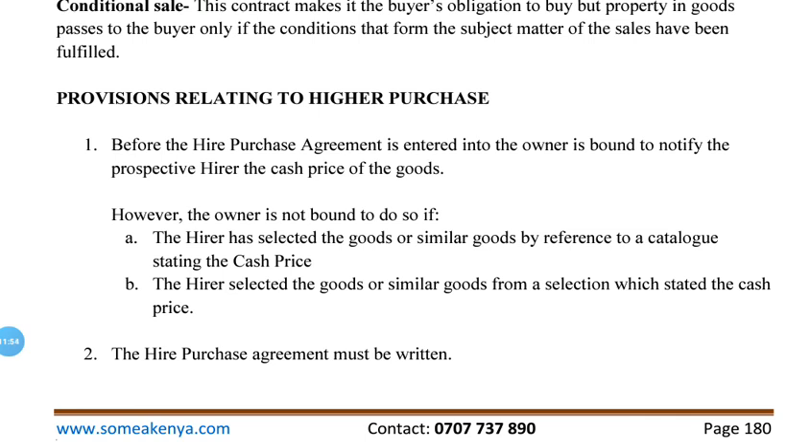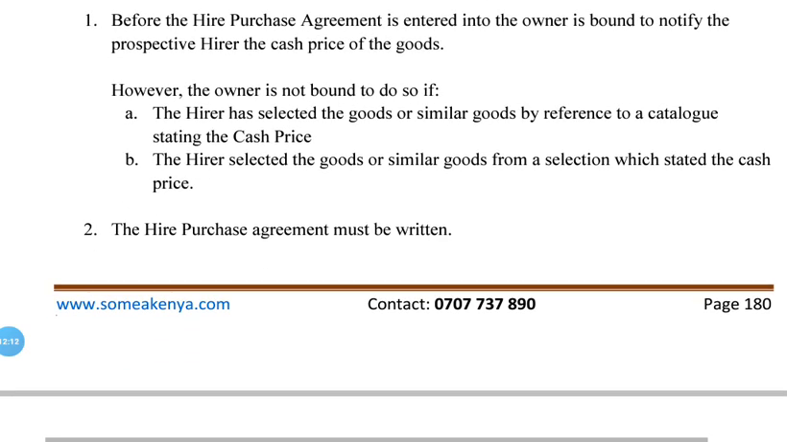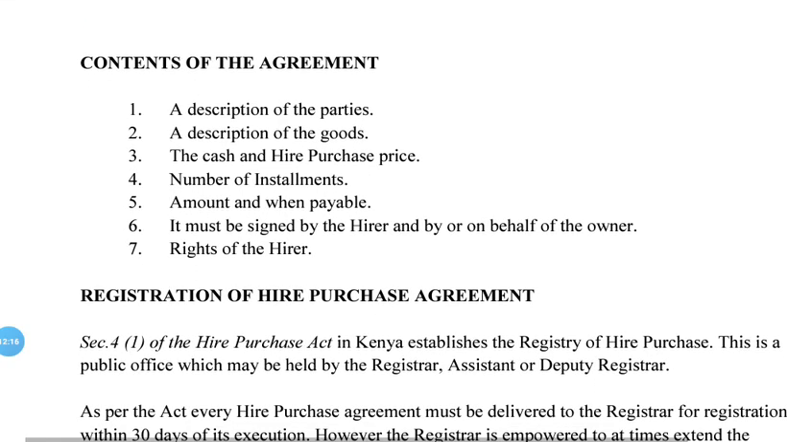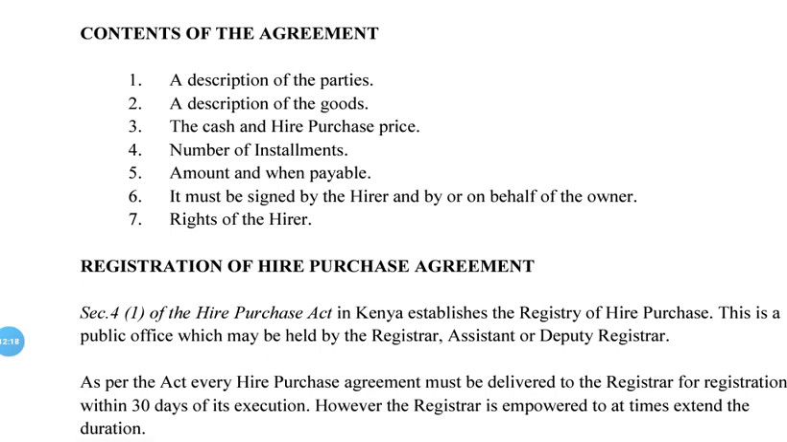Number 2, the hire purchase agreement must be written. So for a contract of hire purchase to be enforceable and also to be legal, it must be in writing. It must be supported by a written document for it to be a legal contract. So what are the contents of the agreement?